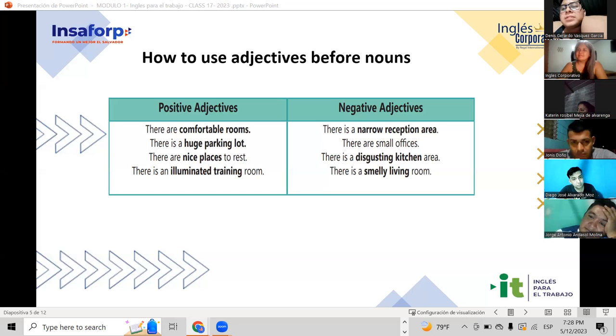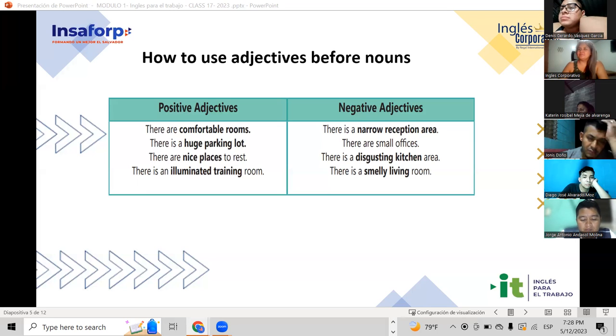There are comfortable rooms. Comfortable rooms. Okay, very good. There is a house small. The house is small. Pequeño, ¿no? Yes. Yeah. Humilde.